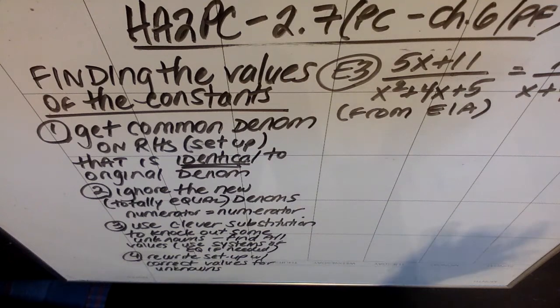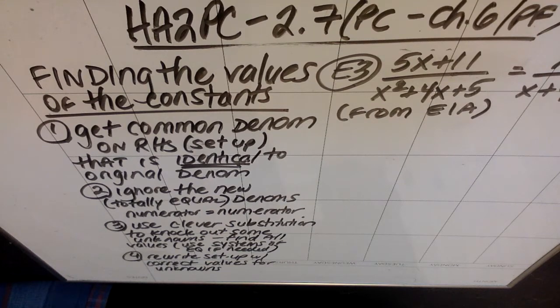Second thing I'm going to do is, because those new totally equal denominators are the same on both sides, I can basically ignore them and say numerator equals numerator, which is helpful because now I won't have a fraction anymore. Then I'm going to use what I call clever substitution, and I'll talk you through that in a sec, to knock out some of the unknowns, allowing me to one by one find each of the values.